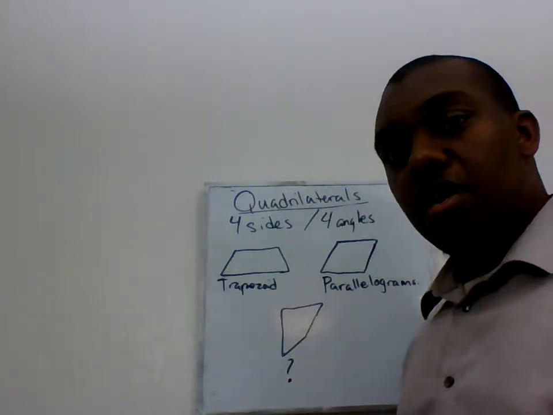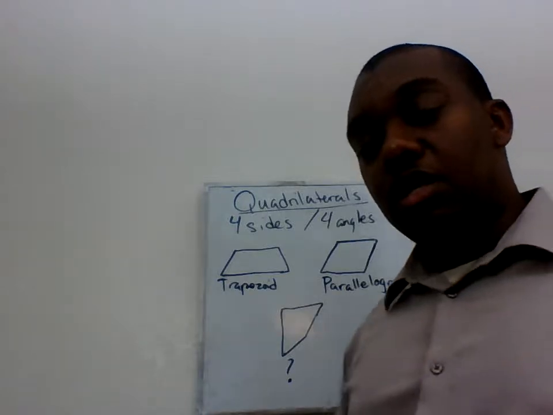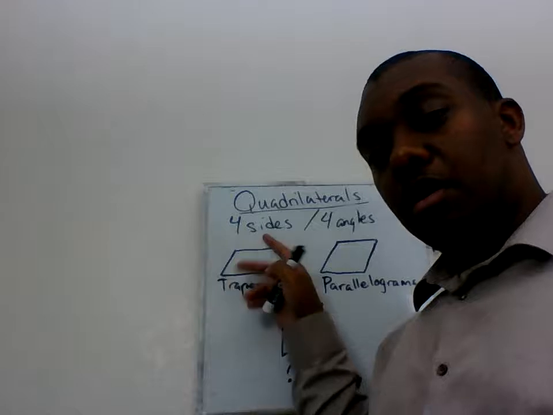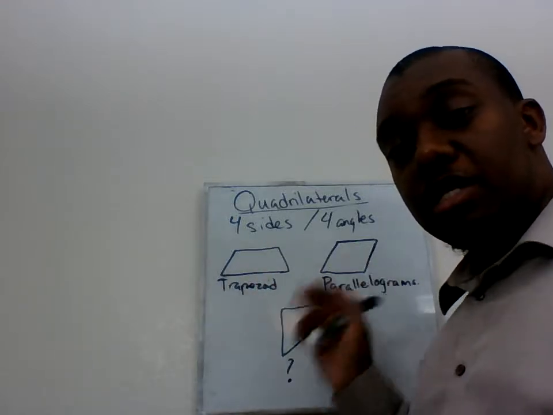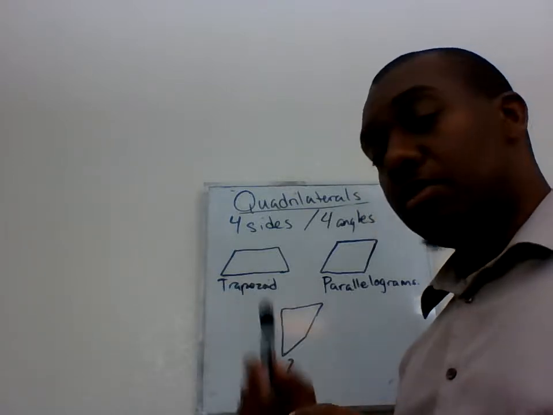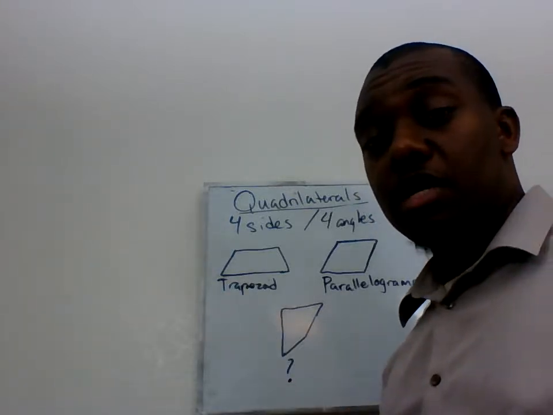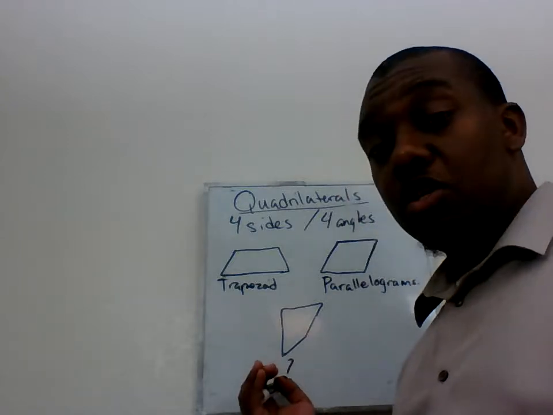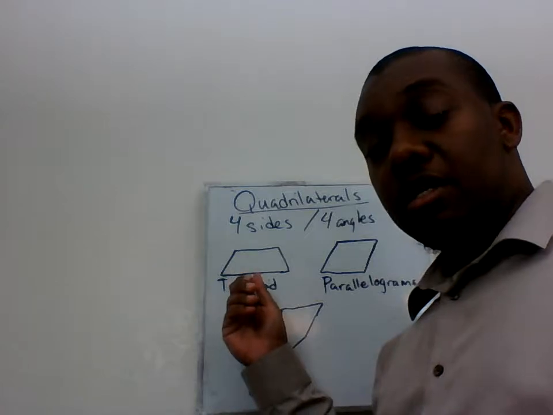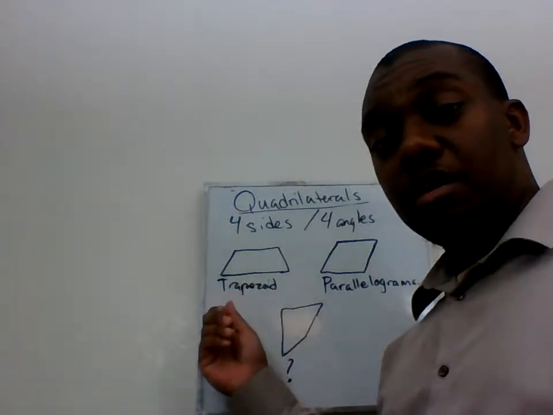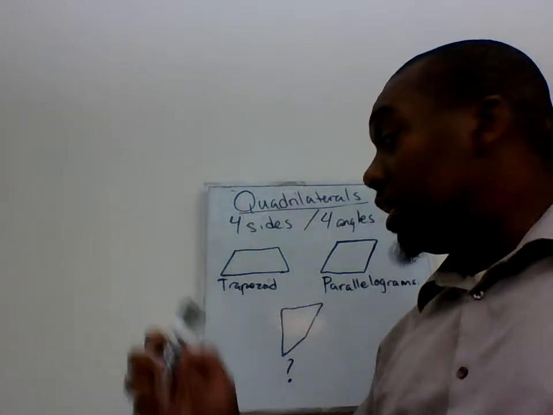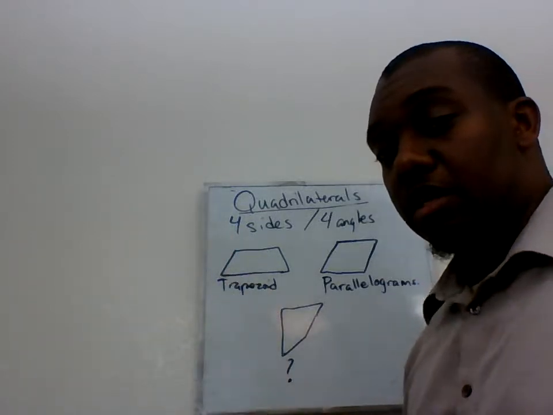Now, from there, we have two distinctions. Are the opposite sides parallel, or are both pairs of opposite sides parallel? Because if just one pair of opposite sides is parallel, it's a trapezoid. If you have no opposite sides parallel, then it's just a quadrilateral in general. But if you have one pair of opposite sides that are parallel and it's a quadrilateral, it becomes a trapezoid. We can further explain what it is based on more given information.